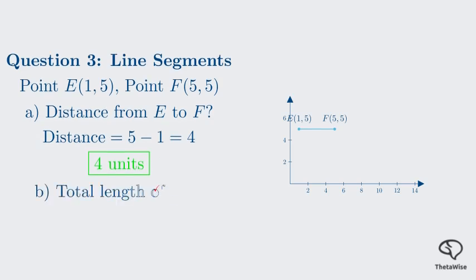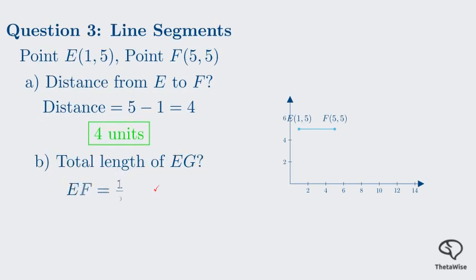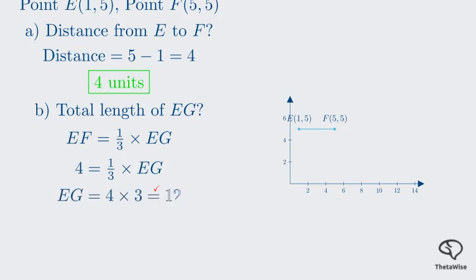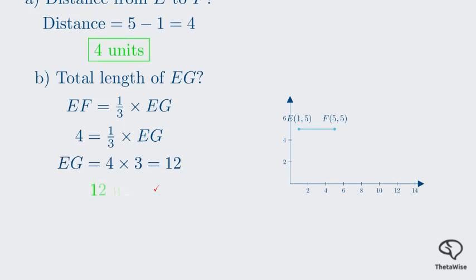Part B. Calculate the total length of EG. We are told that F is 1/3 of the way along the line segment EG. This means the distance from E to F is 1/3 of the total distance. Substituting our value, 4 equals 1/3 times EG. Therefore, EG equals 4 times 3, which is 12. The total length of the line, EG, is 12 units.